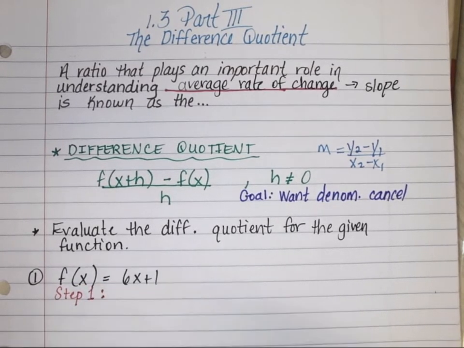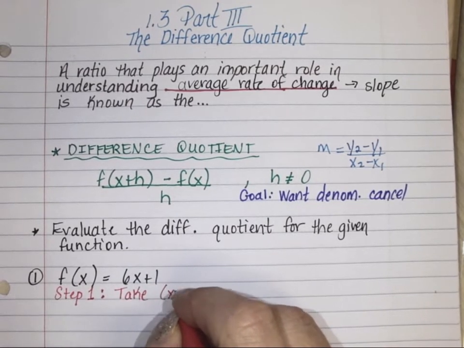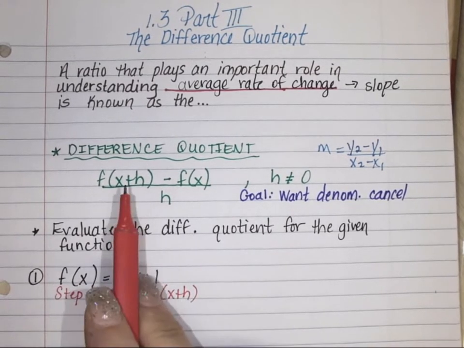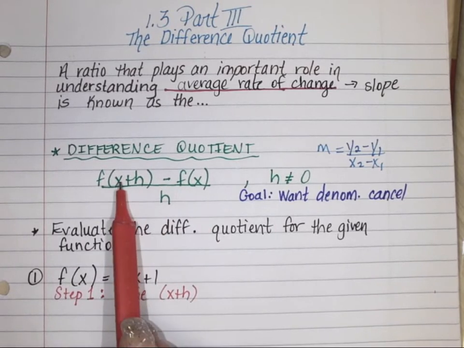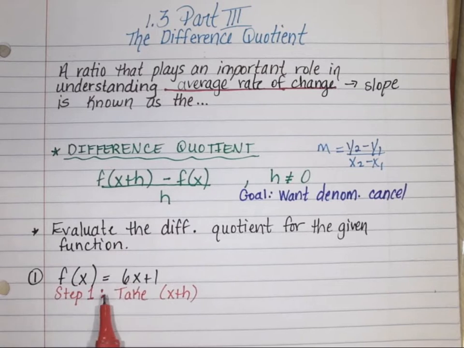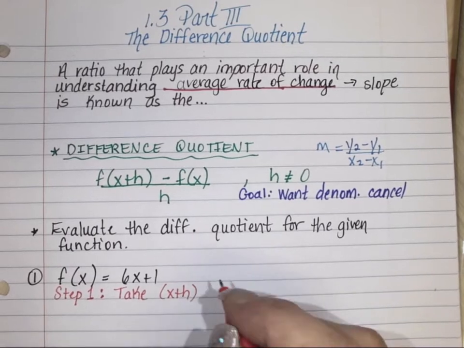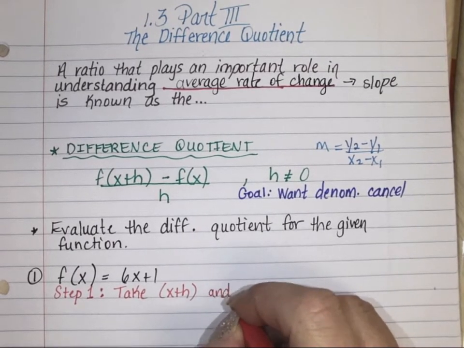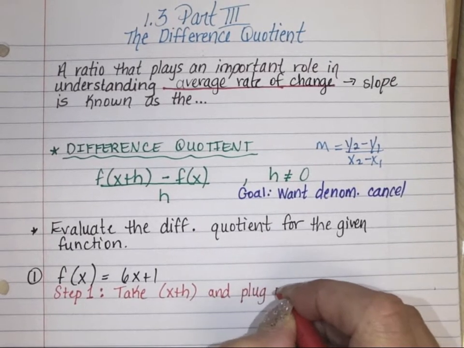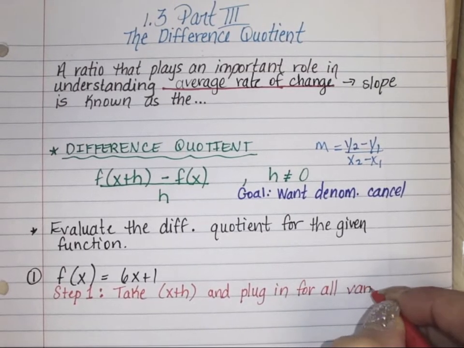Step 1, you take the x plus h, because essentially what you're doing is plugging in x plus h into this function everywhere I see a variable. For the first part, take x plus h and plug in for all variables.